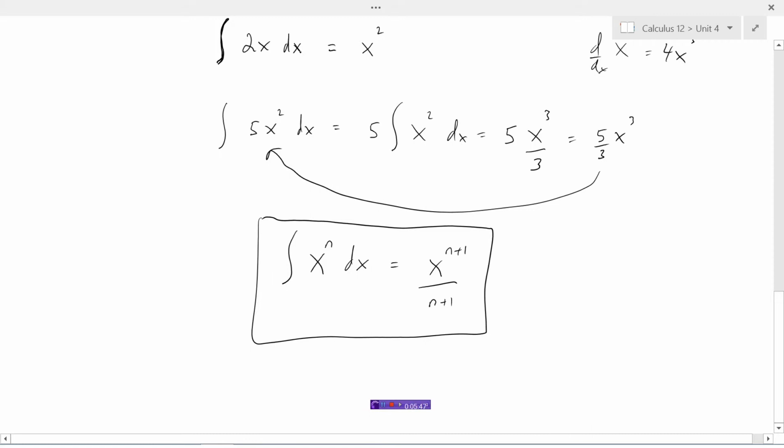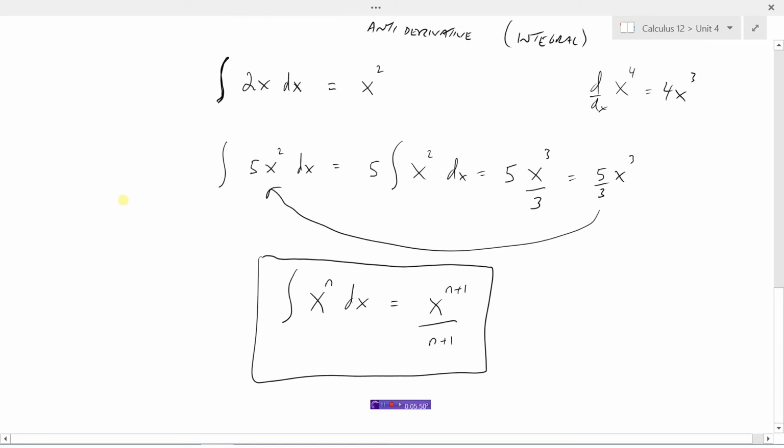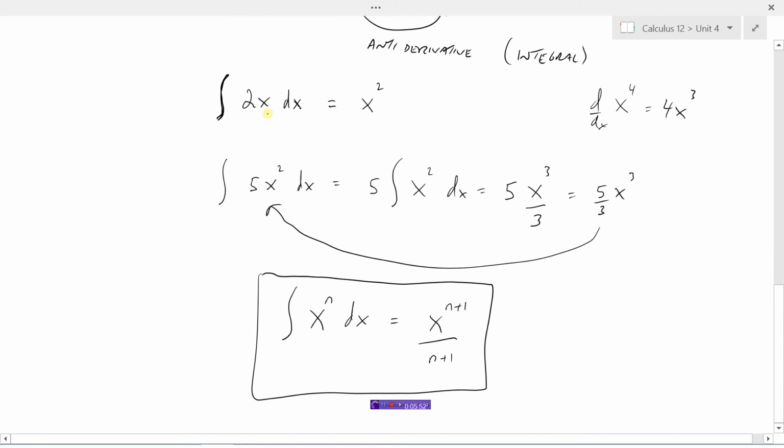Now, there's one other thing that you need to remember when we're taking the integral. Let's go back and look at this one again, the integral of 2x.